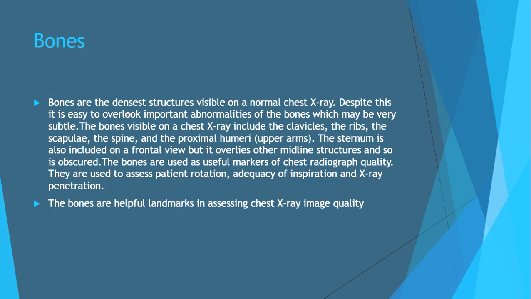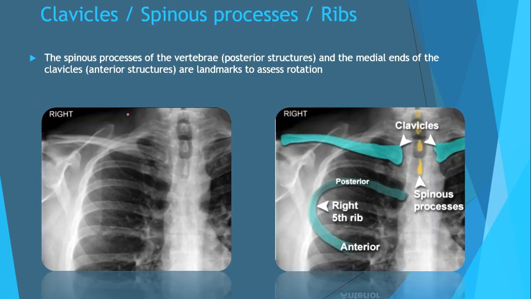The bones are useful marks of chest radiograph quality. They are used to assess patient rotation, adequacy of inspiration, and X-ray penetration. The bones are helpful landmarks in assessing chest X-ray image quality. Clavicles, spinous processes, ribs. The spinous processes of the vertebrae, posterior structures, and the medial ends of the clavicles, anterior structures, are landmarks to assess rotation.